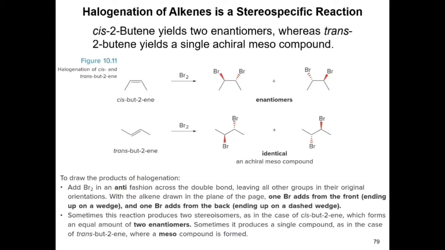The halogenation of alkenes is known to be stereospecific. So what that means is that if we have two stereoisomers that are undergoing a halogenation reaction, the products that they get are going to be completely different. So an example is shown here. We have the cis and trans butene isomers. And the cis butene undergoing a bromination reaction will generate a pair of enantiomers. So we have a racemic mixture. On the other hand, the trans stereoisomer undergoing the same exact bromination reaction will generate a meso compound, which is completely different compared to the products generated by the cis isomer.